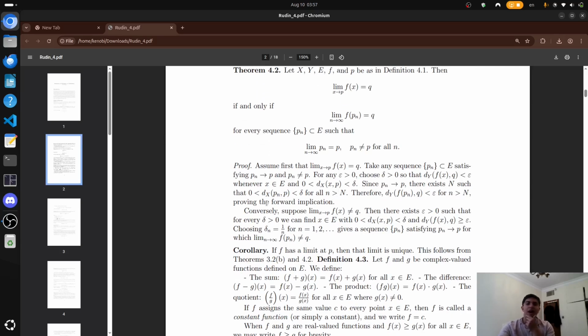And I will explain the proof strategy later, so I'm just going to explain the proof for now. Assume that the limit as x goes to p of f(x) equals q. Take any sequence p_n in E, satisfying that the limit of p_n as n goes to infinity is p, and p_n not equal to p. For any epsilon greater than 0, choose delta greater than 0, such that d_Y(f(x), q) is less than epsilon.